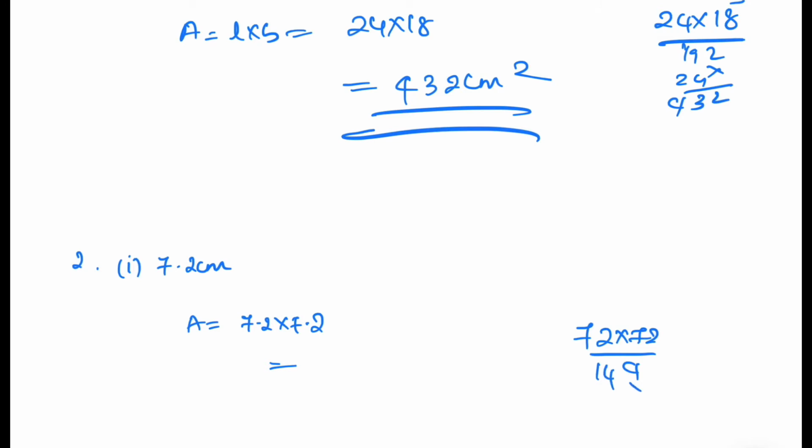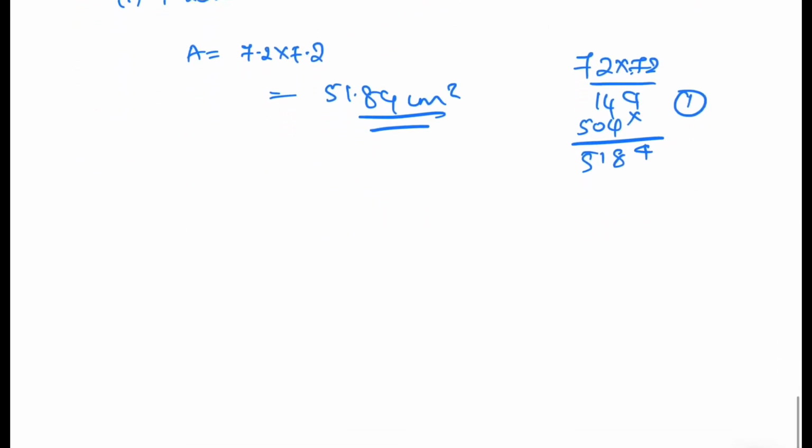2 7s are 14, 1 balance, 7 7s are 49, 50. So, you will get 5184. So, 51.84 centimeter square.